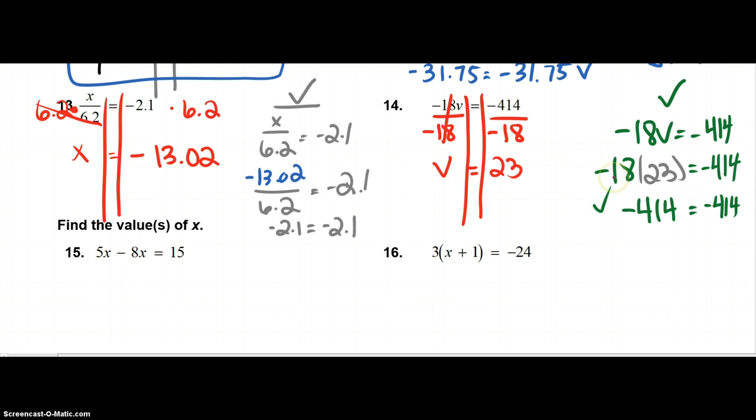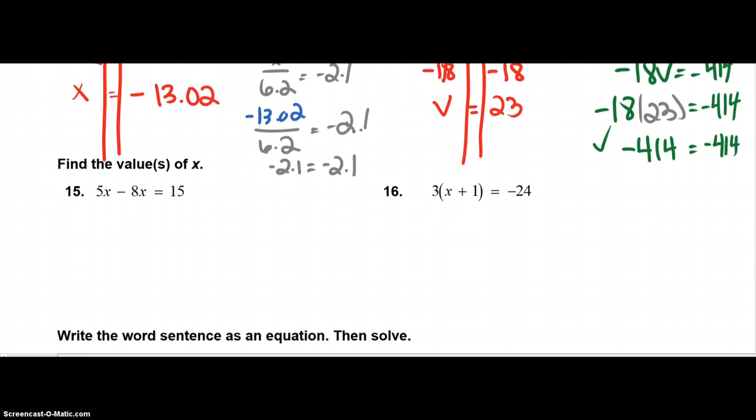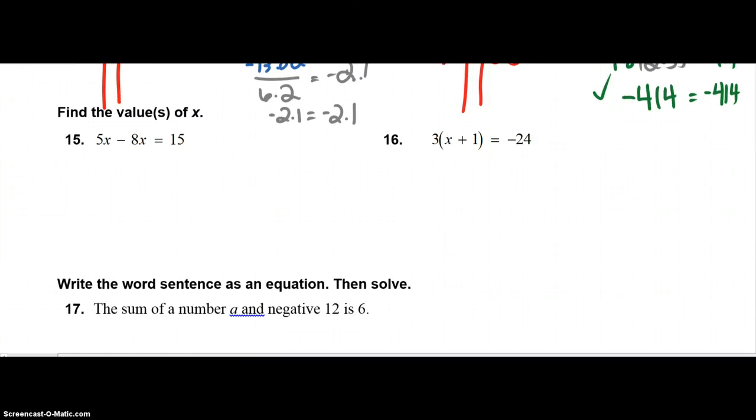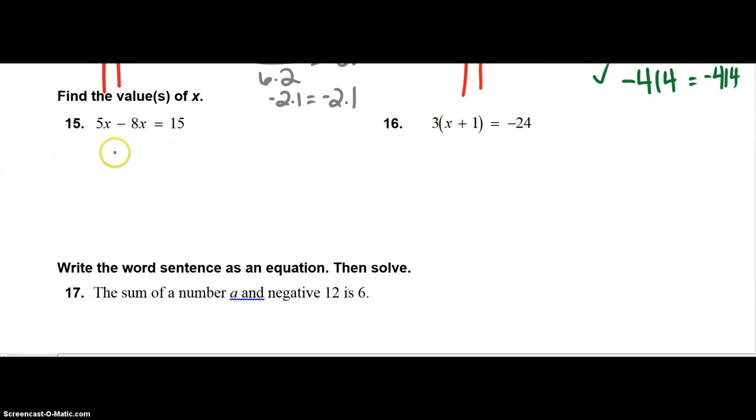Negative 414 equals negative 414. So we're right there. Now, number 15 and 16 asks us to find the value or values of x. So number 15, we have 5x minus 8x equals 15. Now if we look on the left side of our equal sign here, we actually have two terms, a 5x and a negative 8x, but they're like terms. So we can combine those together first before we try and do anything. So a positive 5x minus 8x, we're left with a negative 3x on the left side of our equal sign.